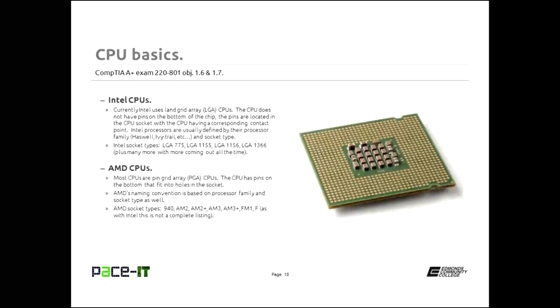Intel processors are usually defined by their processor family, like Haswell or Ivy Bridge, and the socket type. And actually, more often than not, you'll see them identified by socket type. Current socket types that you should know about are the LGA 775, the LGA 1155, the LGA 1156, and the LGA 1366. I do believe there's also an LGA 2066, yada, yada, yada. There's a whole lot more of them, and more are coming out all the time. By the way, the number there, like the LGA 775, what that really means is that that's a land grid array CPU, and it has 775 contact points, or there are 775 pins in the socket.